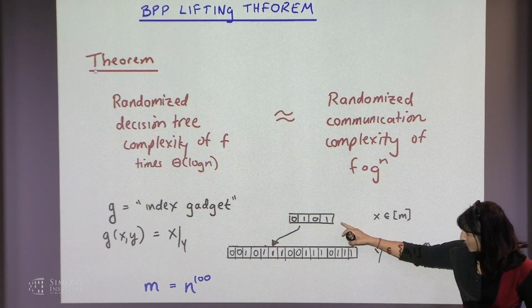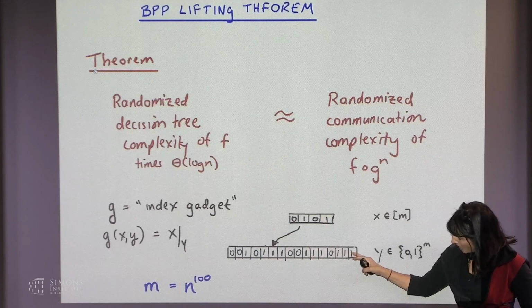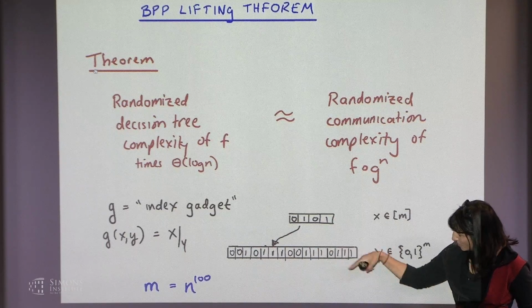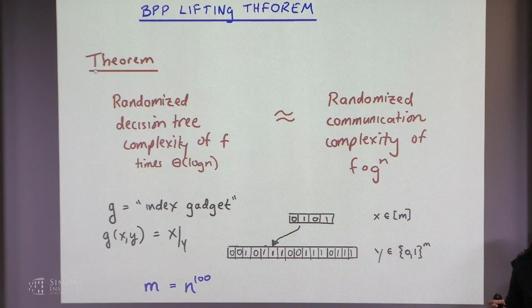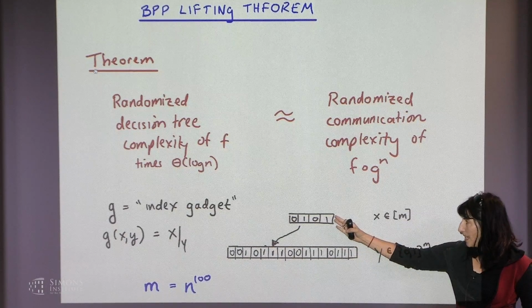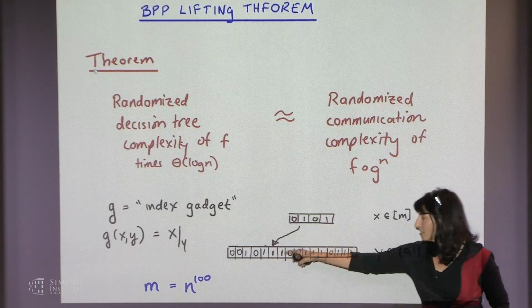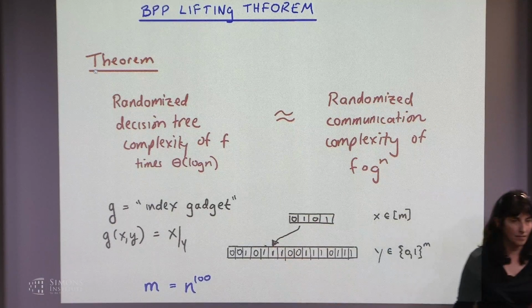So Alice gets a string of length log m, and Bob gets a string of length m. And this is sort of like a universal gadget because it can encode any function. This is like a truth table of a function, and this is like an index. So it's asking what's the value of this function on this input. Okay.